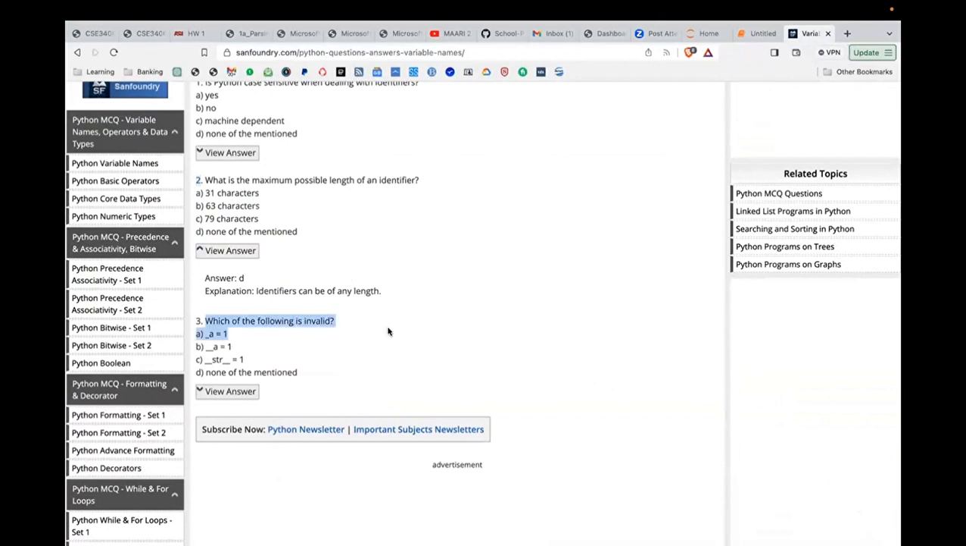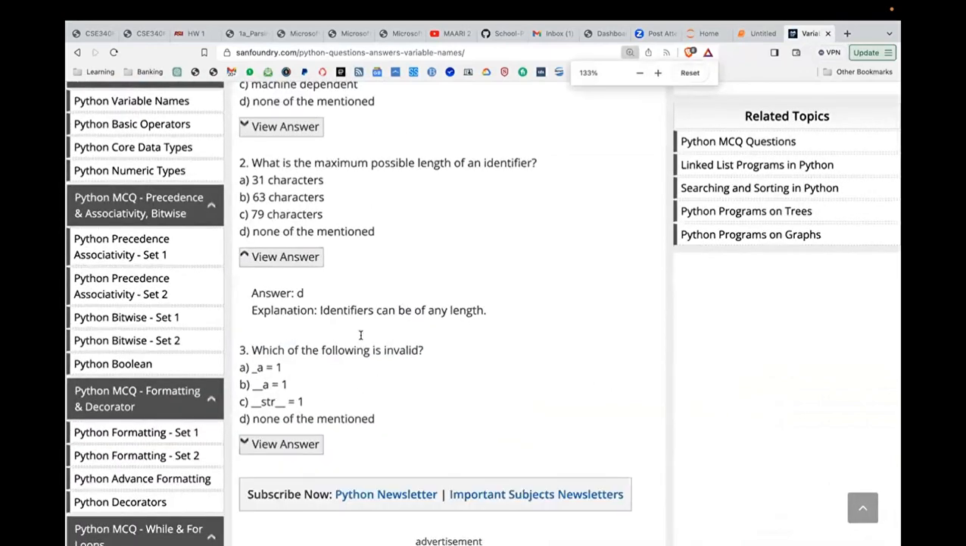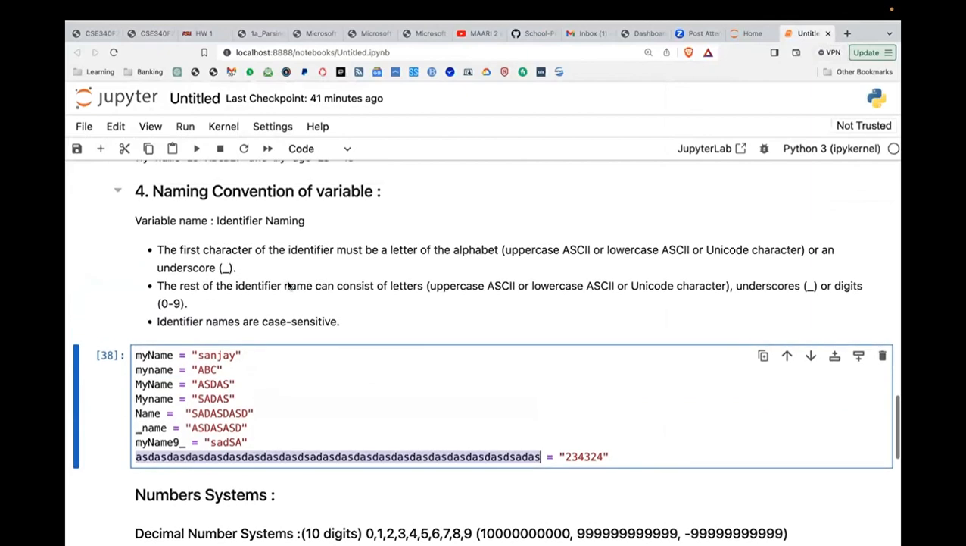Which of the following is invalid? Can anyone identify which is invalid here? None of the mentioned. Yes, underscore is allowed. So underscore A is allowed, and this is also allowed. Everything is allowed here, so this is perfectly fine. These are simple questions which were not covered in the slides, but you should know these rules.